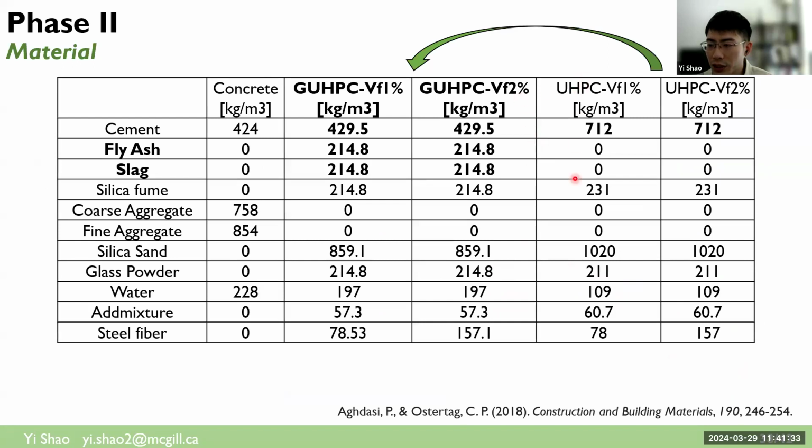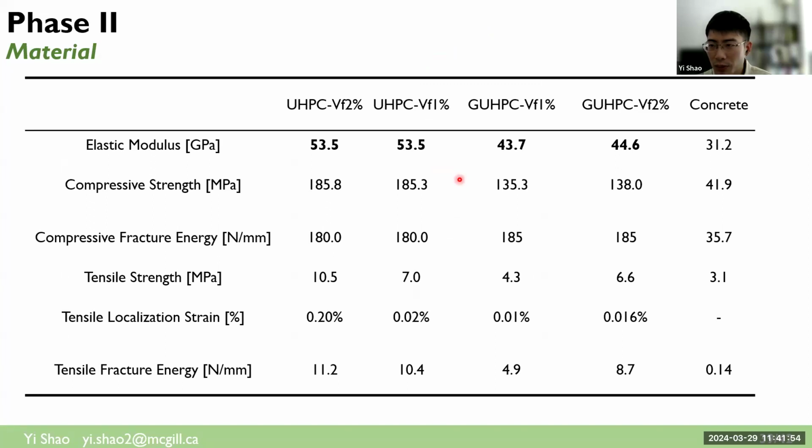So we have, in addition to the UHPC beams we've seen in the first phase, which is here, we introduce two green UHPC or GUHPC with lower cement. So in these two green UHPC beams, the cement content is replaced by fly ash and slag. So if we look at the material property, after replacing cement by fly ash and slag, we inevitably reduce the compressive strength and elastic modulus of the material, which has been observed by other papers with low cement UHPC as well. So typically, reducing cement content will reduce the compressive strength and elastic modulus of the material.